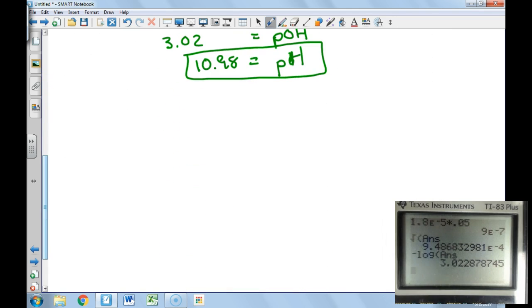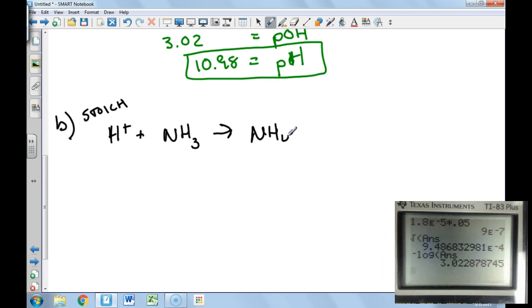Okay, so this is where it gets to be, I would say, fun. For part B, we have to do a stoichiometry step first, and then an equilibrium step. For the stoichiometry step, we're going to write a reaction. Remember, it's the acid plus the base, so it's H plus the base, NH3, reacts to form NH4 plus.